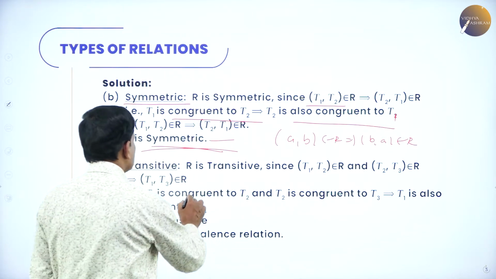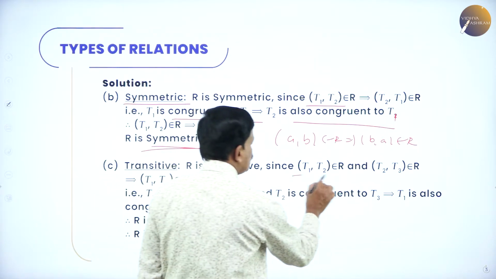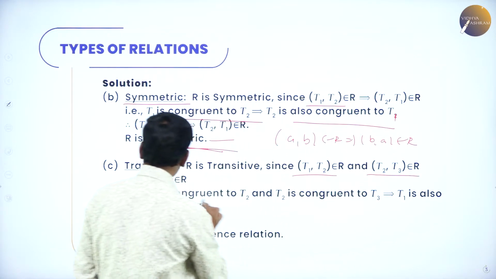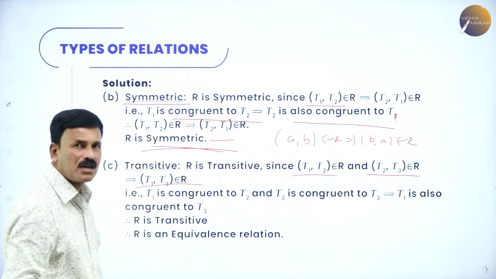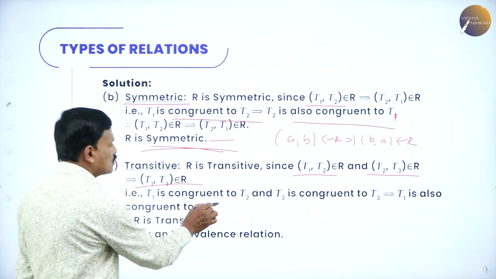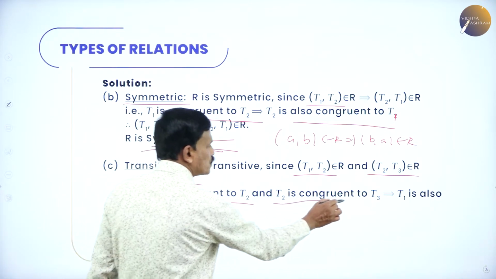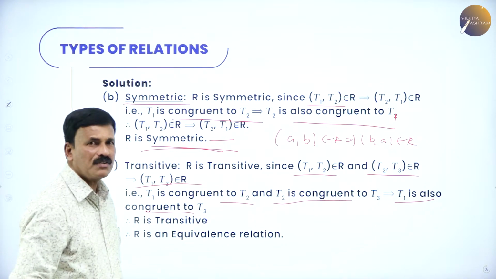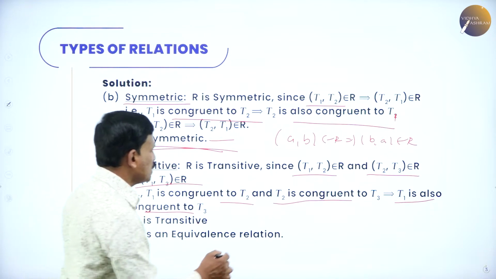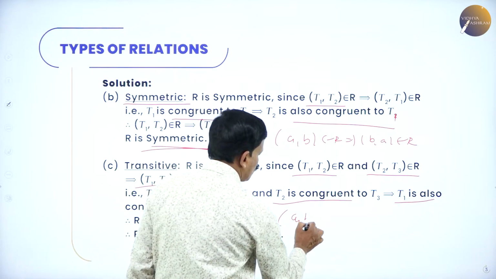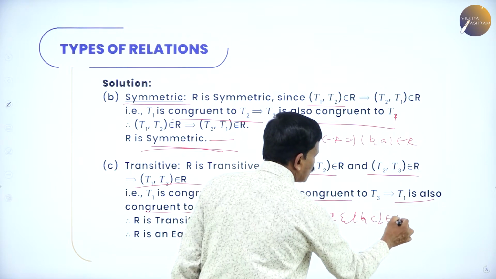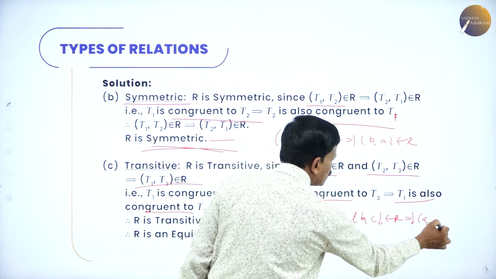That is, if R is transitive, since (T1, T2) belongs to R and (T2, T3) belongs to R implies (T1, T3) also belongs to R. That is, if T1 is congruent to T2 and T2 is congruent to T3 implies T1 is also congruent to T3. Therefore, R is transitive. That is, if (A, B) belongs to R and (B, C) belongs to R implies (A, C) also belongs to R.